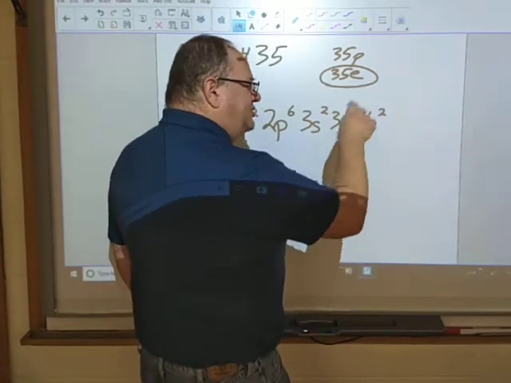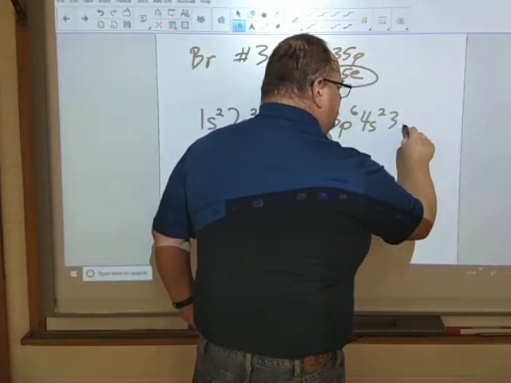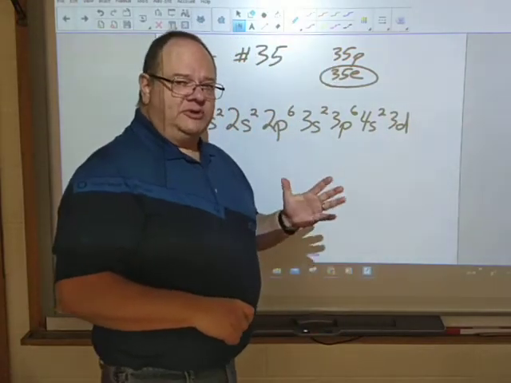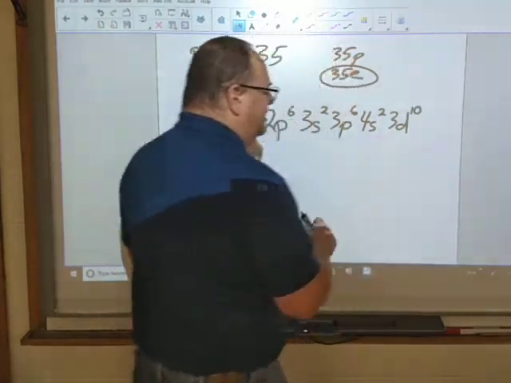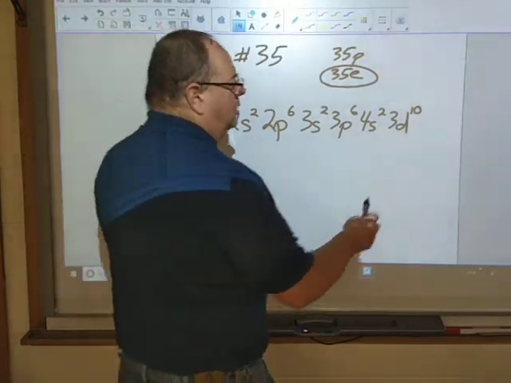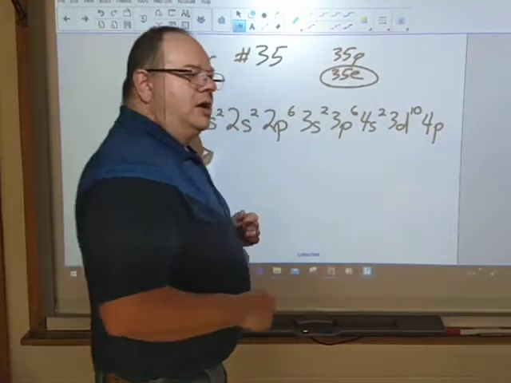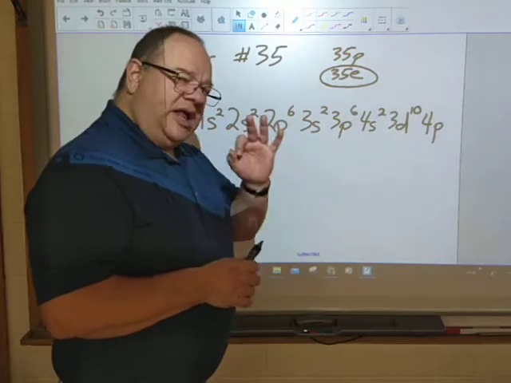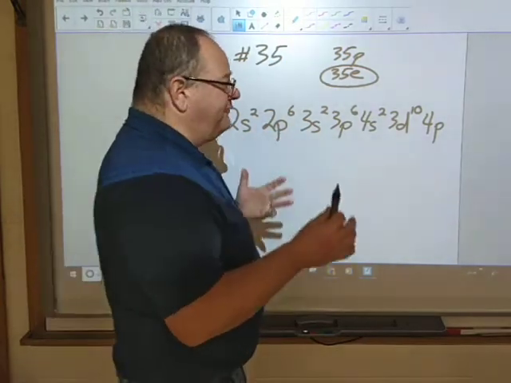So after 4s, we start the next line on our diagonal rule. We're going to have 3d. Now the d subshell has 5 orbitals. That's 10 electrons. I could put all 10 in here, and suddenly I went from 20 to 30 electrons. I only have 5 more. After 3d comes 4p. The p subshell has 3 orbitals, so it has room for 6 electrons, but there's only 5 left, so it's not full.